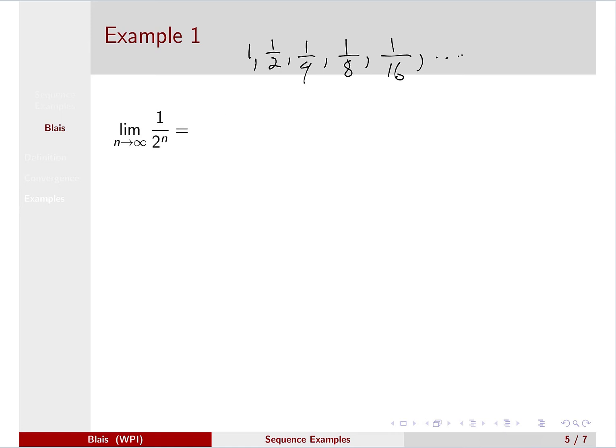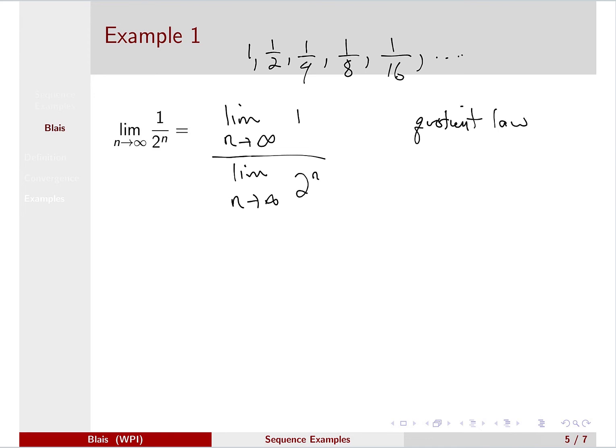And the way we would do this would be application of our limit laws. This would be the limit as n goes to infinity of 1 over the limit as n goes to infinity of 2 to the n, which we would call the quotient law when we learned this in single variable calculus. And the top is approaching 1, and the bottom is approaching infinity, which means this entire limit is 0. So again, we're using the limit laws that we learned when we first studied limits in calculus.